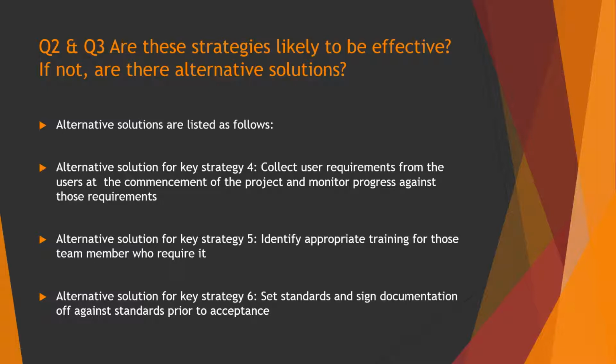For the lack of skills, they need to do a skills assessment at the beginning of the project and identify the resources who need additional training and provide that training and include that in the time frame for the project. Also, with the documentation and code commentary, they need to set standards. So they should have standards set up front. The documentation should be prepared to those standards, and they should require those documents to be signed off against those standards prior to acceptance in the project.